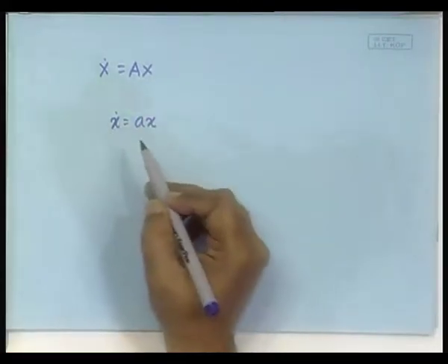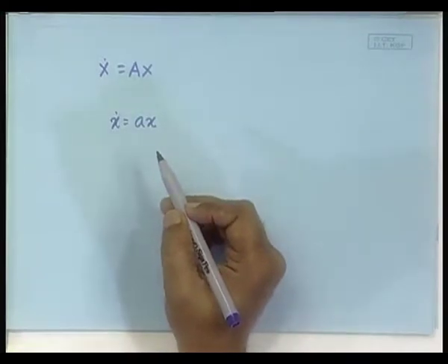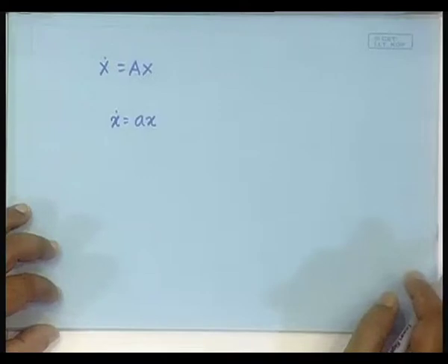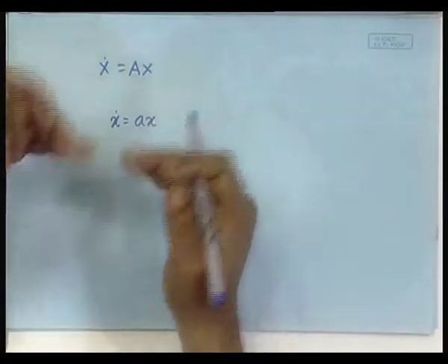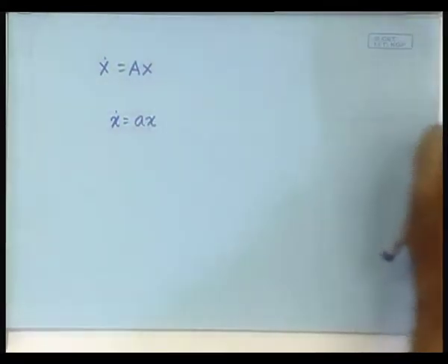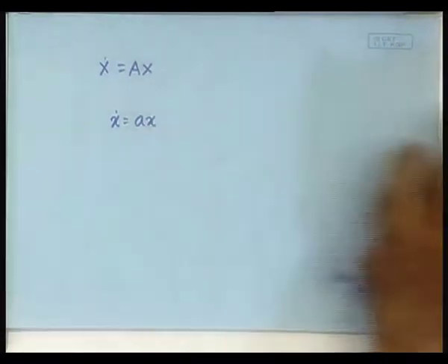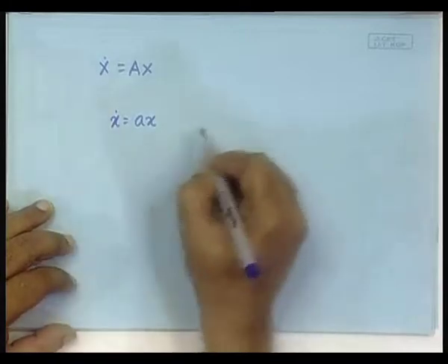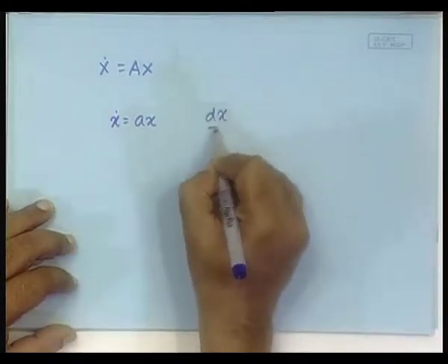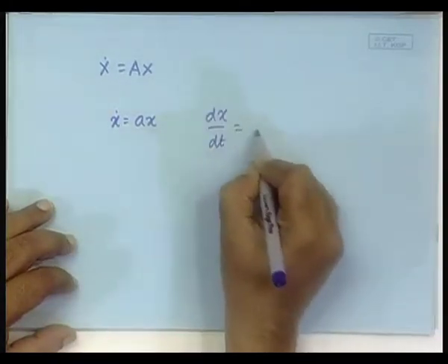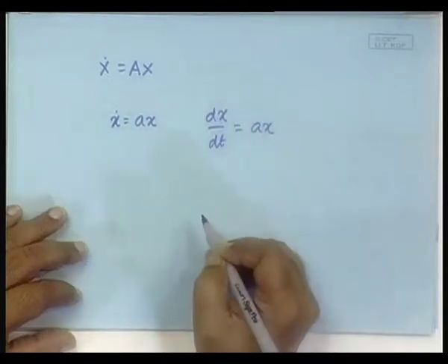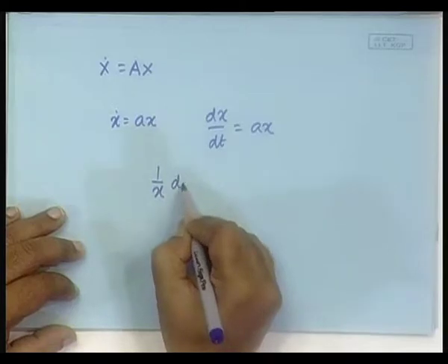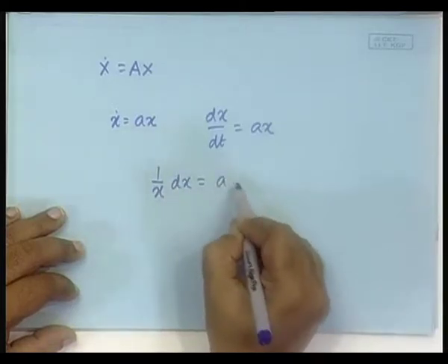What will be the solution of this equation? This equation can be easily solved, the variables can be separated. So, you can easily integrate, it is very trivial. So, how do you separate the variables? This is dx/dt is equal to Ax. So, it is 1/x dx is equal to A dt.